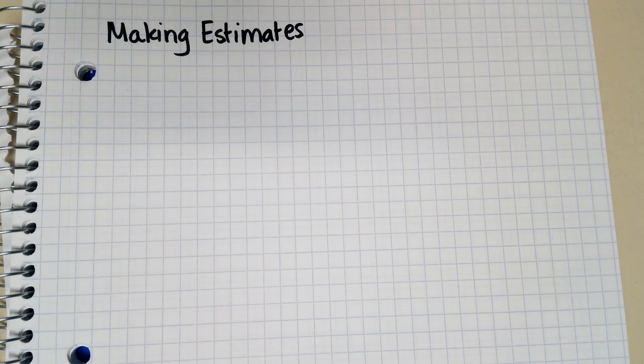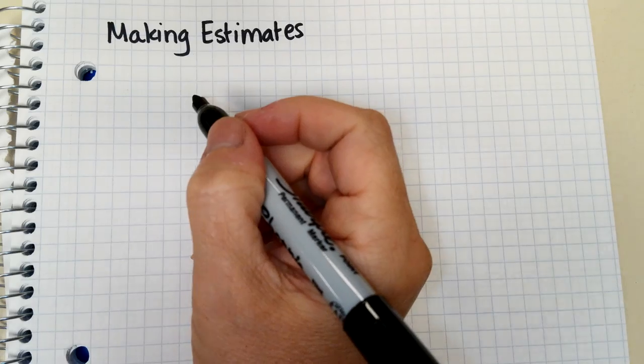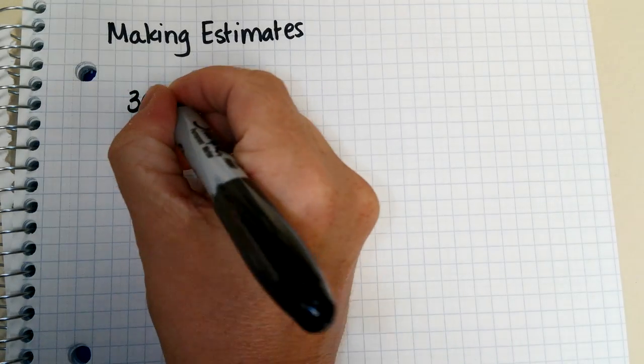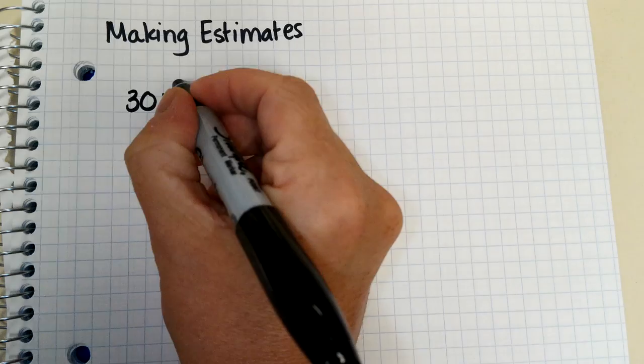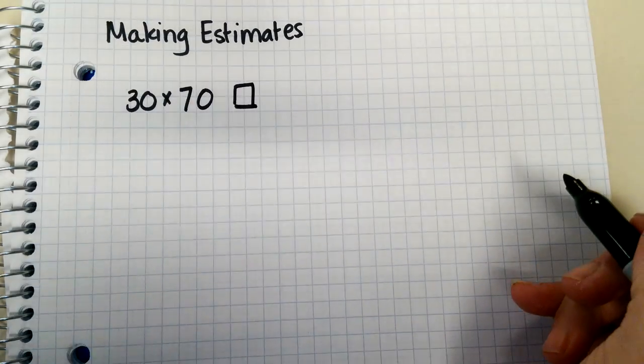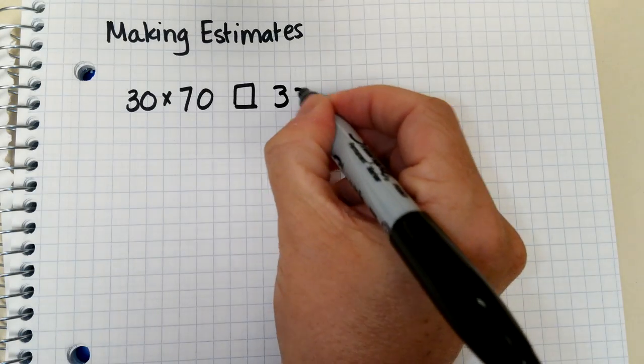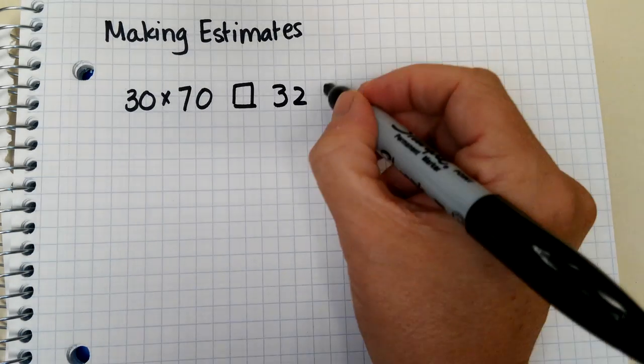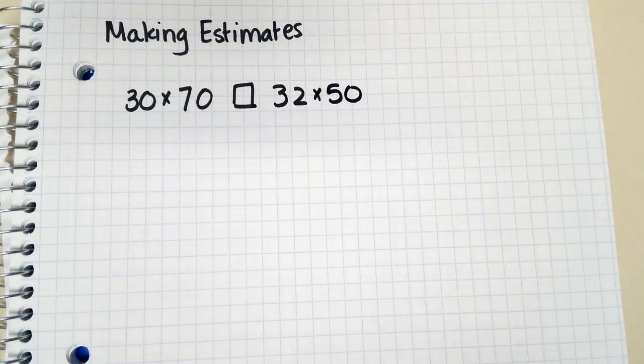All right, so now when you guys were playing multiplication compare, I noticed that some people did not find the exact solution to each problem in order to decide which product was greater. Okay, so let's go ahead and look at the following problem. We have 30 multiplied by 70. Then I have my box where I'm going to show which one is greater, which one is lesser.